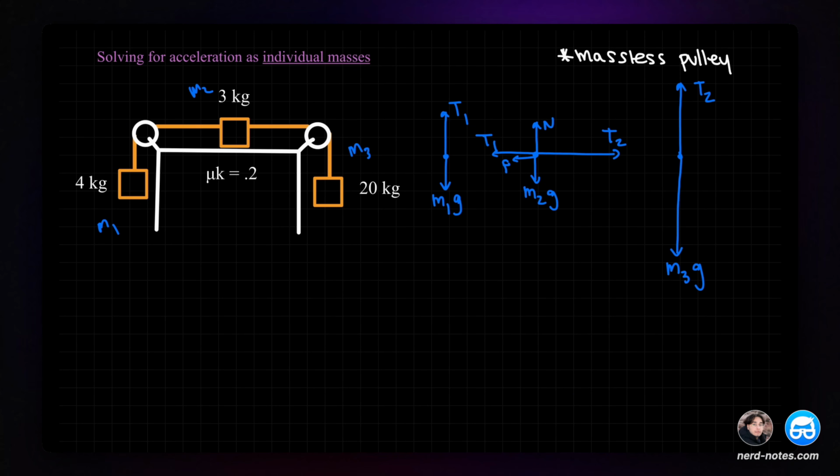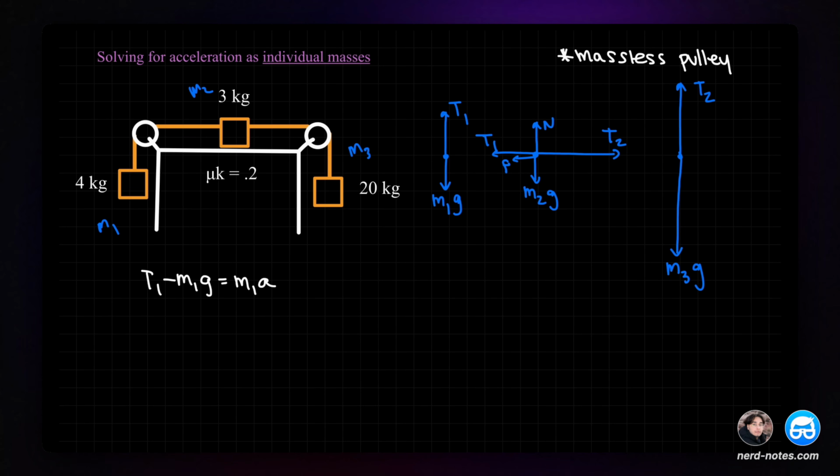And so in this case, let's just go ahead and start by doing F net is equal to MA for each of these blocks. So starting with this block right here, I'm going to do T1 minus M1G is equal to M1A. So again, that's the net force acting on the block is equal to the mass of that block times the acceleration of that block. Now I could put A1 for the acceleration of block 1, but keep in mind that they're all accelerating together, so they share the acceleration. So I don't need to identify it as A1 or A2, it's just acceleration.